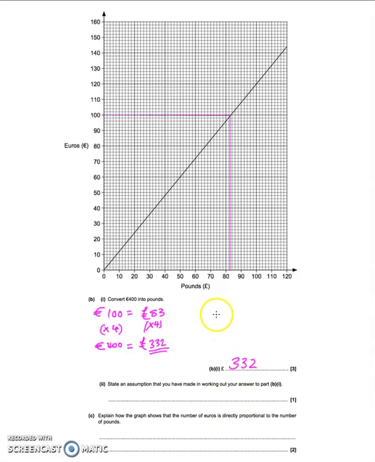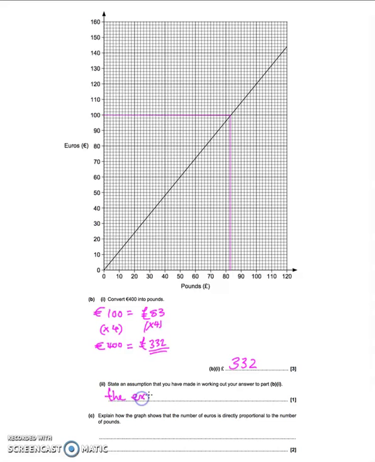You might have a different answer, and you might still get it right. It depends how accurate you've been when you've drawn this line on here. They give you a bit of tolerance. In part 2, we're stating an assumption that we've made in working out your answer to part B. Well, the assumption is that everything stays the same as it goes up. The exchange rate stays the same is what I'd write there. So that's the assumption we made.